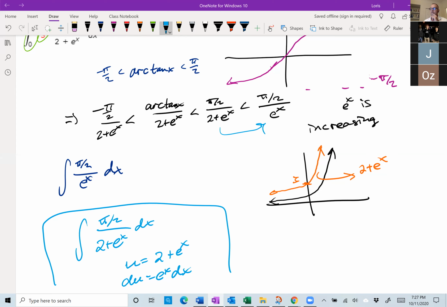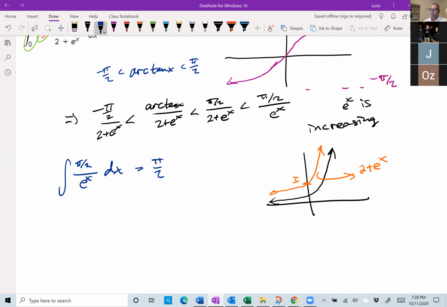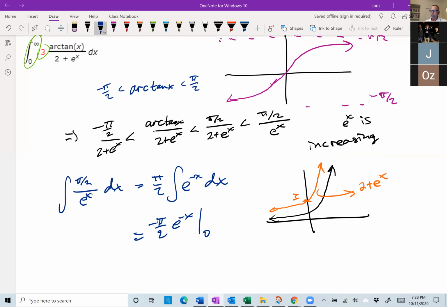It's not easy. This is probably one of the harder parts of theoretical calculus, is finding out which you compare it to. Or at least that's what I found in advanced calculus. Okay, so now this is just pi over 2 over integral e to the negative x dx. That is pi over 2 times a negative 1 e to the negative x. And then we evaluate from 0 to infinity.